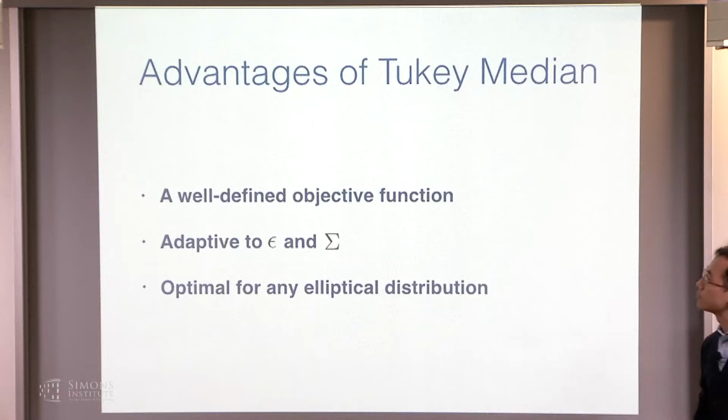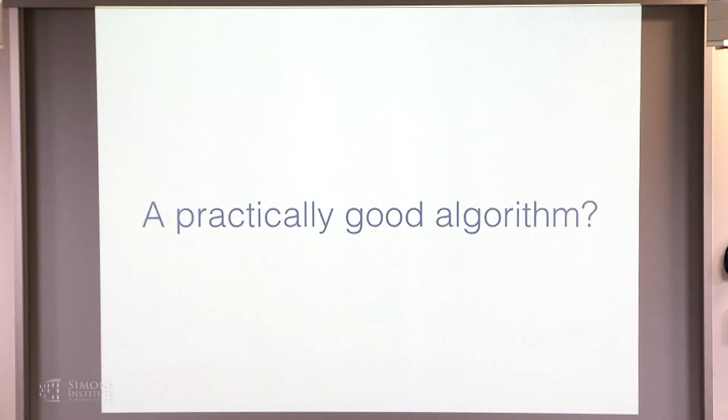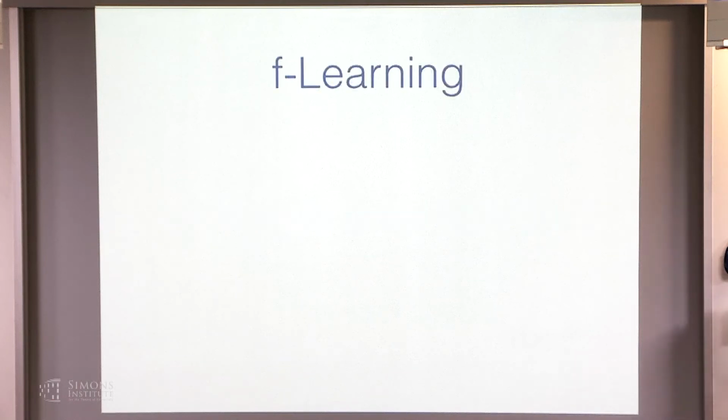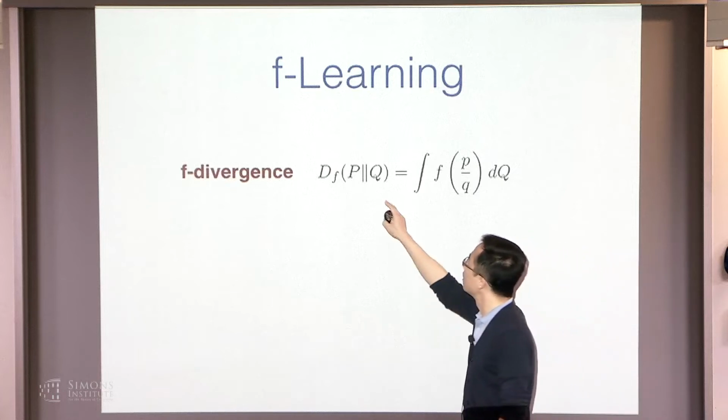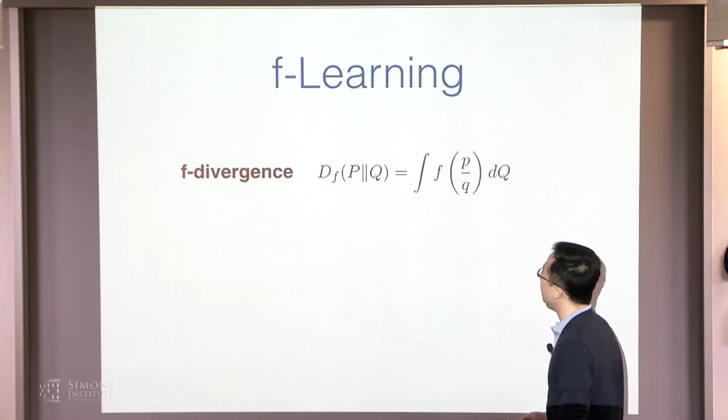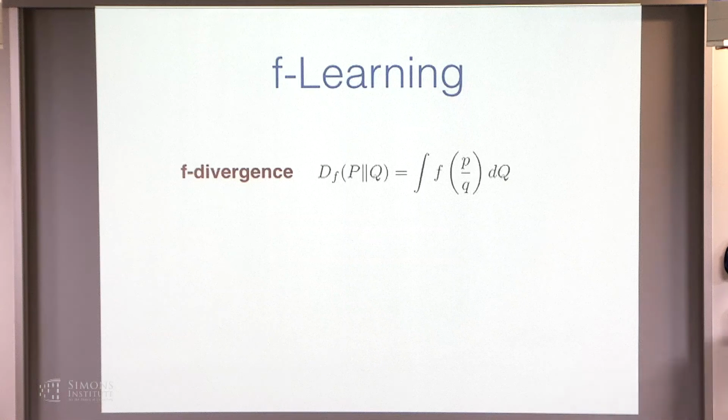Okay, before talking about how I can do that, let me first deviate a little bit and talk about the framework of f-learning. Here, let me first review the definition of f-divergence that measures the difference between two probability measures, P and Q, by this formula. And this is a general notion of divergence that includes chi-squared, Kullback-Leibler, and total variation, etc., as special cases.